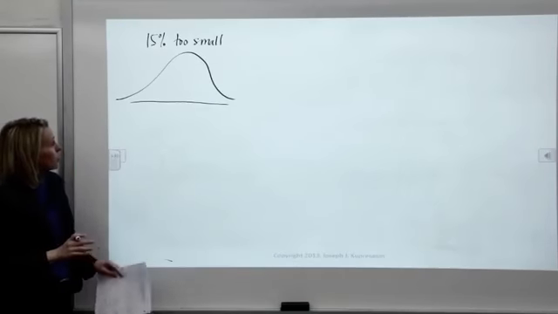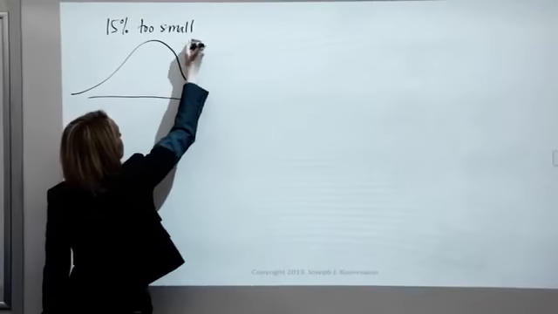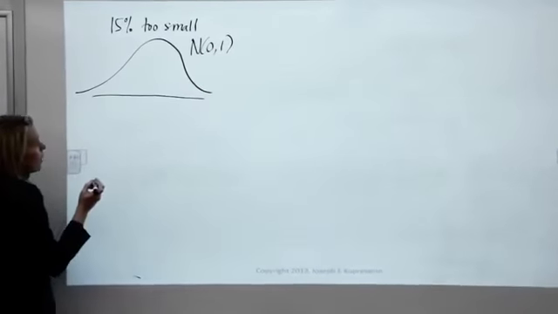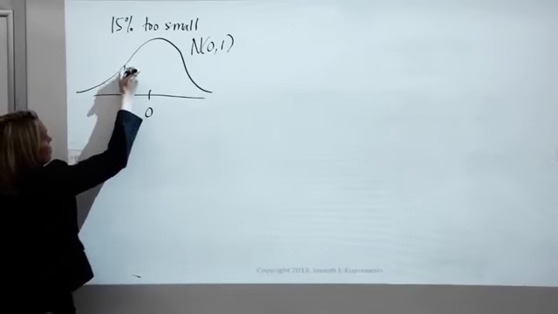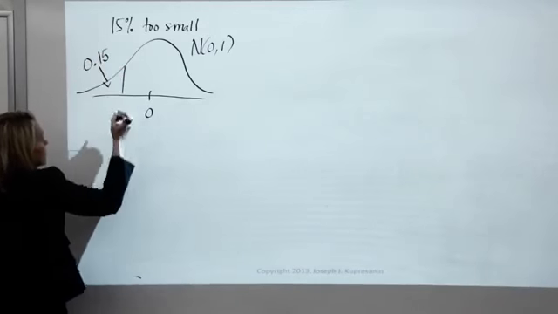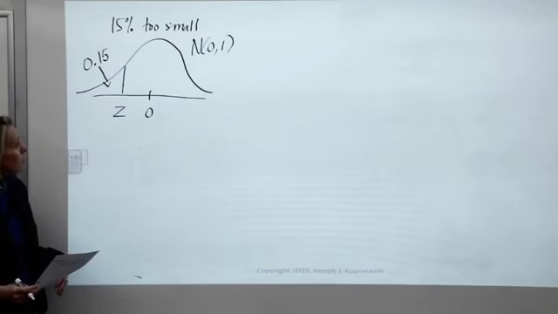Now, just like in the problem in part A, I wanted to figure out, what's the z-score that corresponds to that? So I'm going to go right to the standard normal model, centered at 0. And if 15% are too small, let's figure out what z-score that corresponds to. I know it's going to be negative.